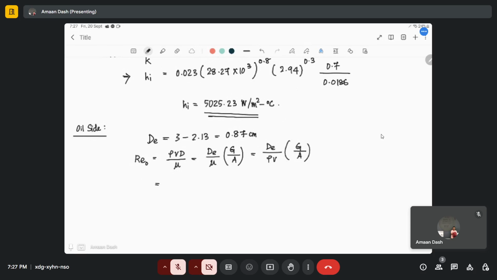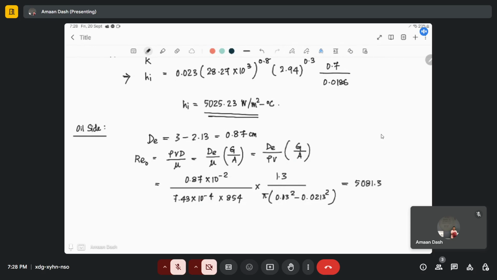So this is equal to 0.87 times 10 to the power of minus 2 divided by 7.43 times 10 to the power of minus 4 and multiplied with 854. And again with G by A, that is 1.3 divided by pi times 0.03 square minus 0.213 square. So this is equal to 5081.8.